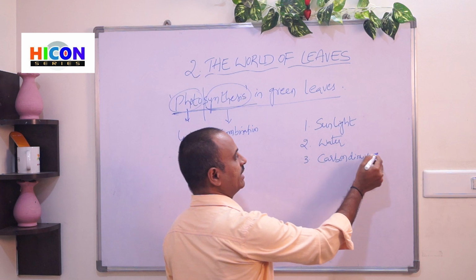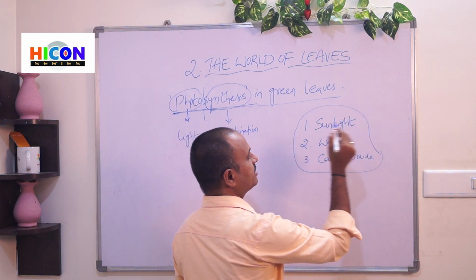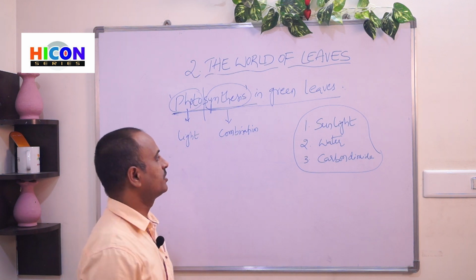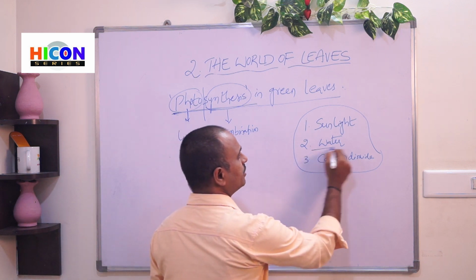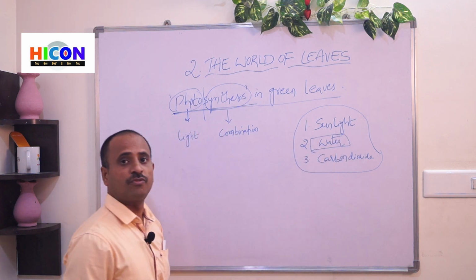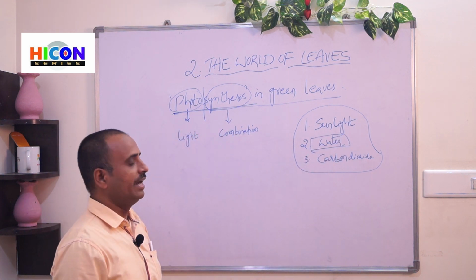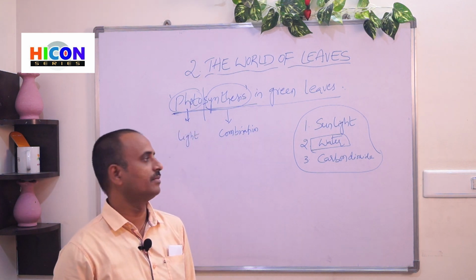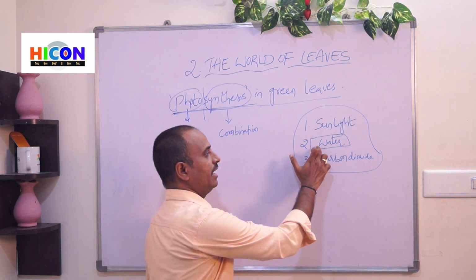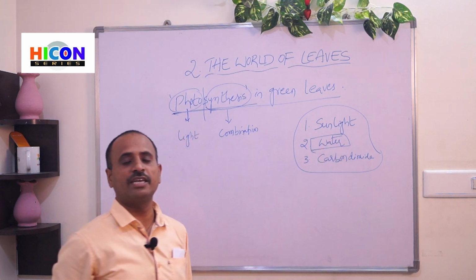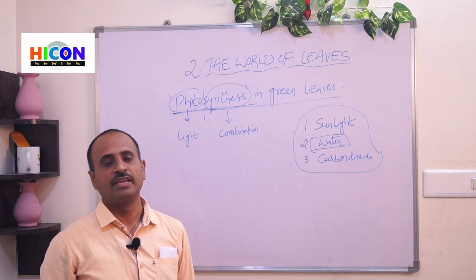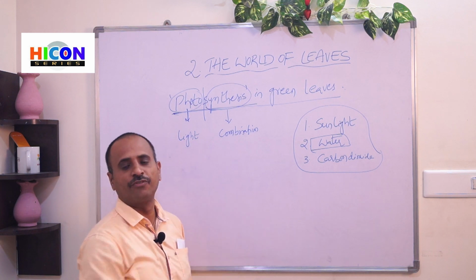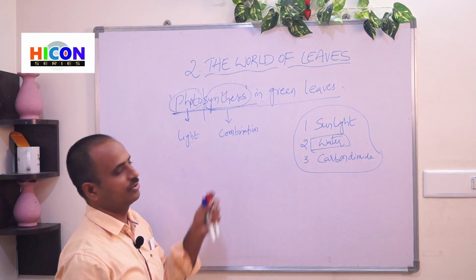So by using these components, plants can prepare their food with the help of chlorophyll. For example, the plant absorbs water from the soil, and carbon dioxide is absorbed by the leaves from the atmosphere, and this water, minerals and carbon dioxide will be mixed up. In the presence of sunlight and chlorophyll, it prepares its food, and this process is called photosynthesis.